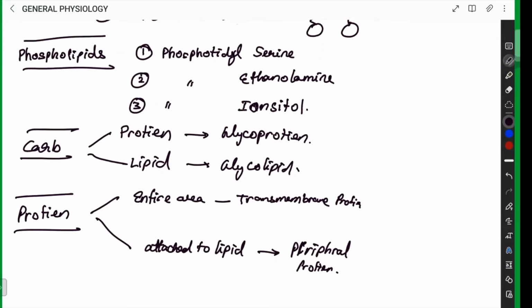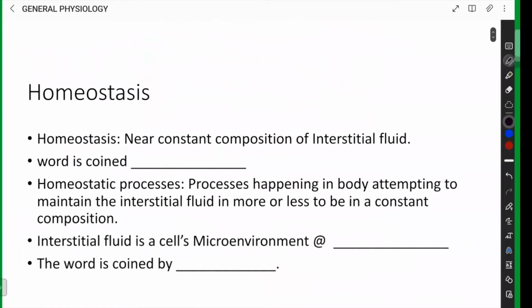Now coming towards the second important concept, that is homeostasis. What is homeostasis? Imagine what happens to your blood glucose level after you take food. It is going to rise, but not so much. Immediately, your body is going to sense it. Who senses it? A beta cell present in the pancreas senses it, and insulin is released. This insulin is going to bring your blood glucose level back to normal.